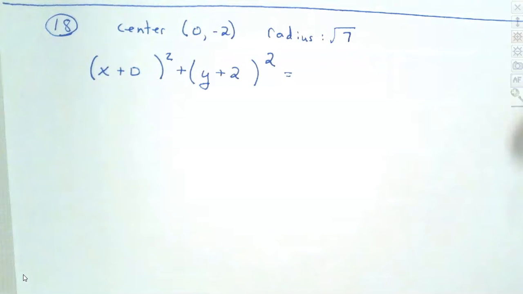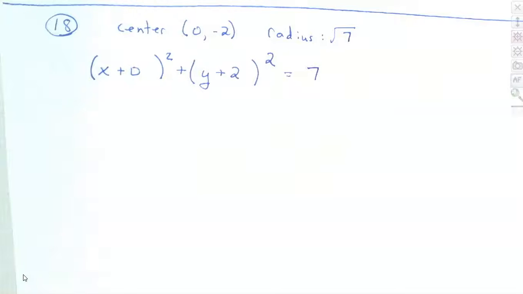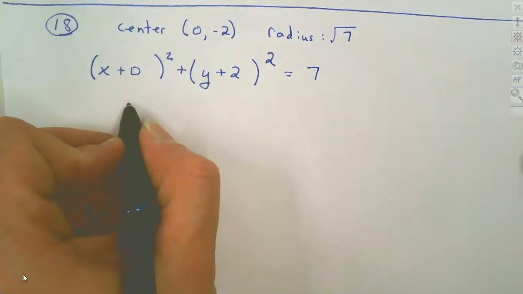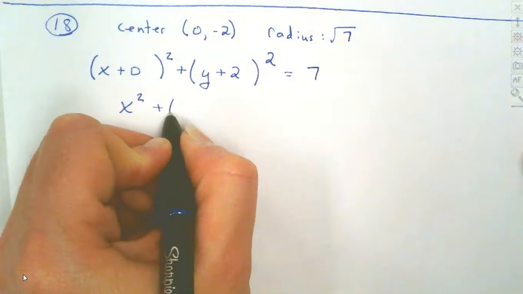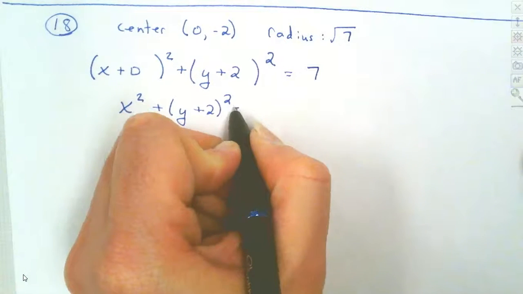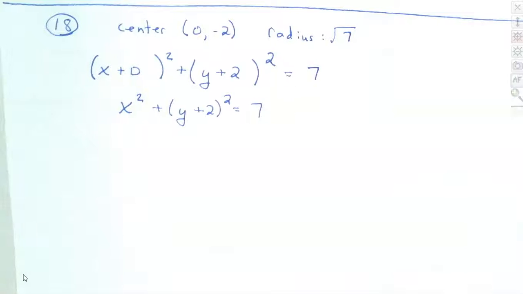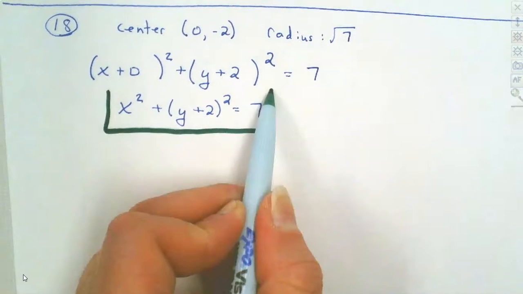Does it equal the square root of 7? No. What does it equal? 7. Right? Why does it equal 7? Because when you square that square root, it goes away. So you have to make sure you square that. So when I write up my answer, what does it look like? We don't need that 0. So that's going to be x squared plus (y plus 2) quantity squared equals 7. And that's it. That one I do not want you to miss.